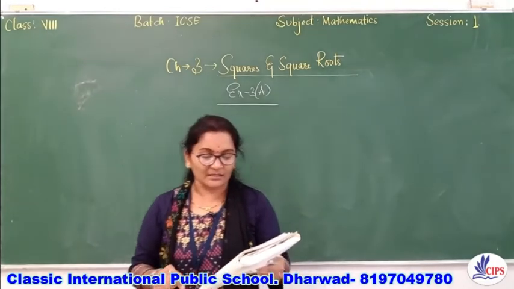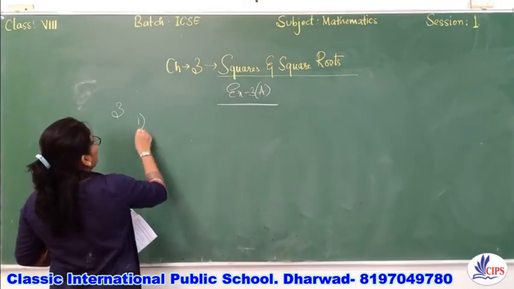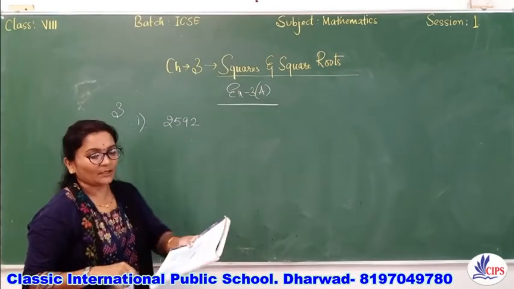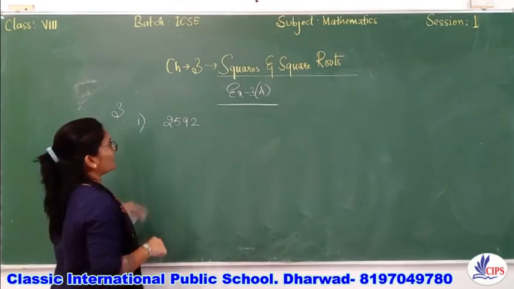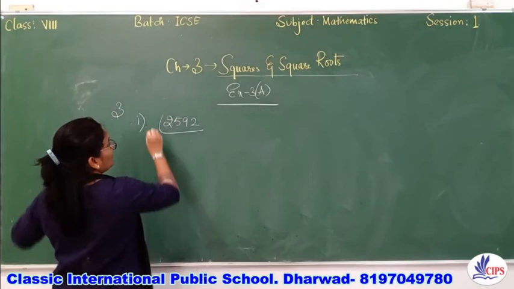So we'll start factorizing this number 2592. So third sum, first one, 2592 is the given number. So it's not a perfect square. We'll factorize this and find out what has to be multiplied. So as it is an even number, I'll start factorizing with 2.